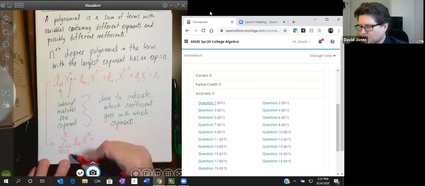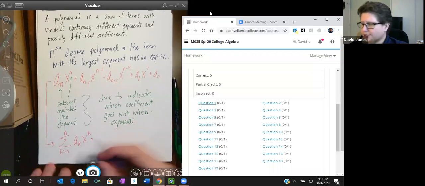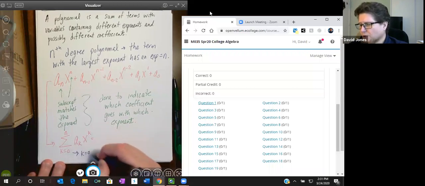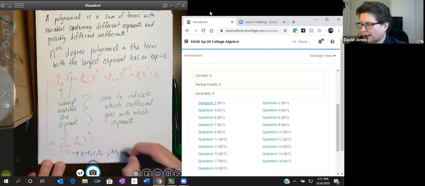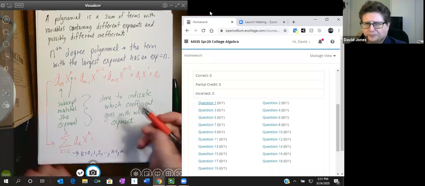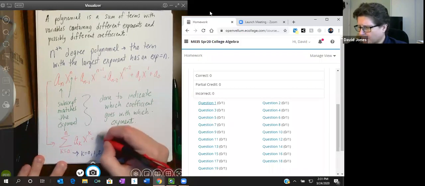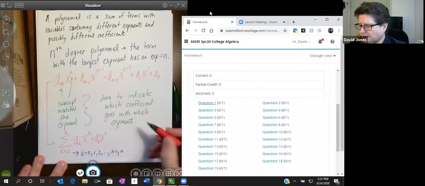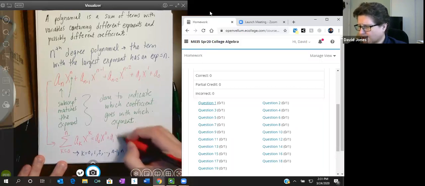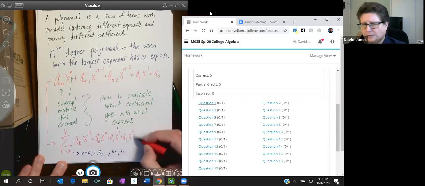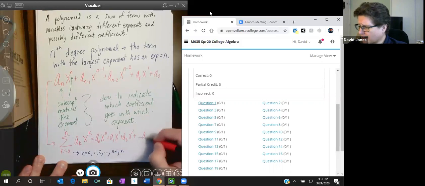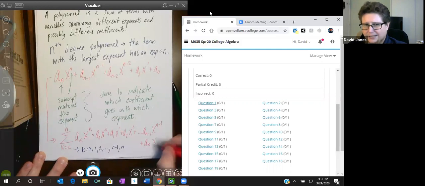And what this means is you start with k equals 0. K is going to cycle through numbers: k equals 0, then 1, then 2, then all the way up to n minus 1, and then n. And so I have a sub 0 x to the 0 plus a sub 1 x to the first power plus a sub 2 x squared, and so on, plus a sub n minus 1 x to the n minus 1 plus a sub n x to the n.